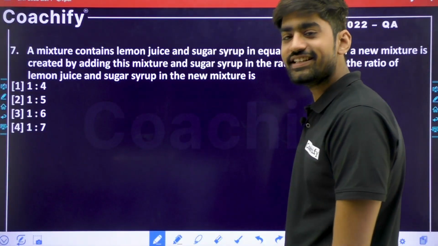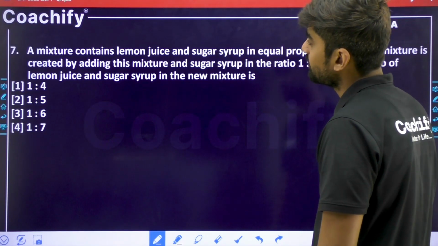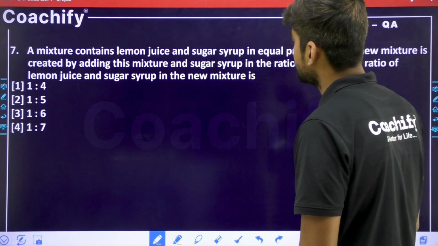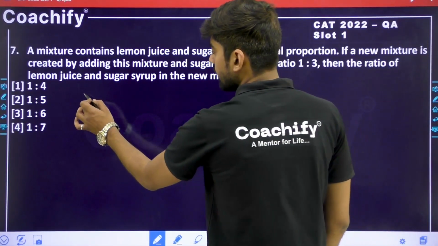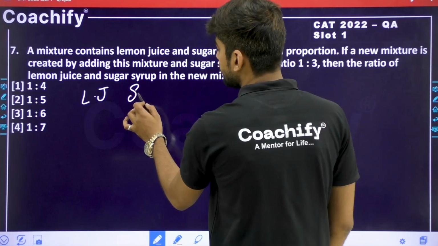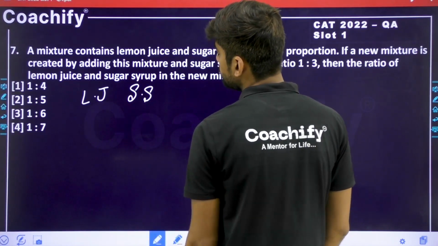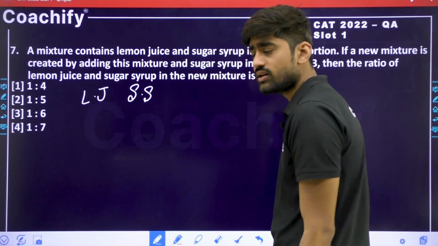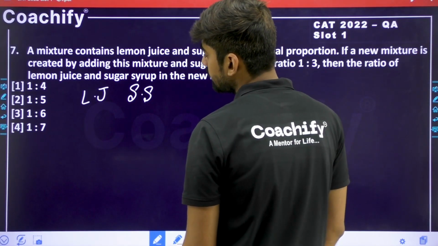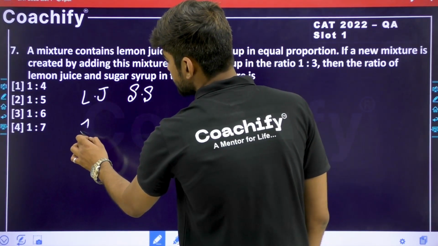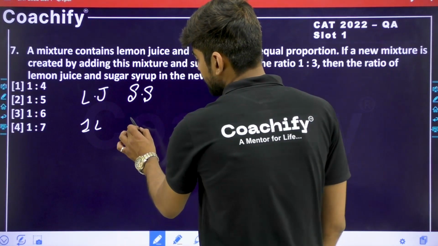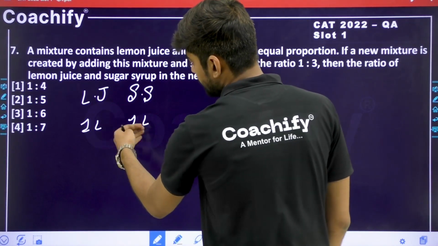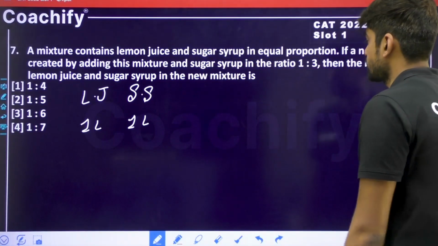Okay, so let's see this question. The question says a mixture contains lemon juice and sugar syrup in equal proportion. Perfect. So I have lemon juice and sugar syrup in equal proportion. That means the ratio is 1:1. So what I can do here is take the value of lemon juice as 1 liter, and at the same time the value of sugar syrup as 1 liter. This maintains my proportion of 1:1.